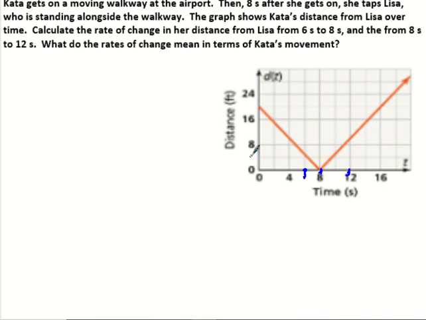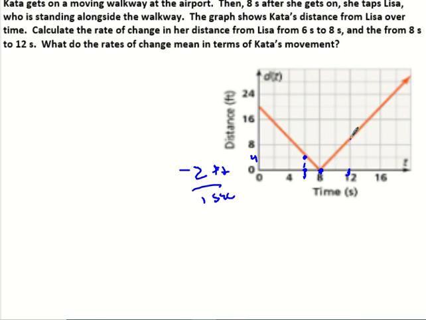Okay, well, this graph's counting by 4s. So it looks like we're going down from this point to this point. So I'm looking at the rate of change from 6 seconds to 8 seconds. Looks like we're going down 4 over 2. So our rate of change was -2, because down 4 over 2 is -2 feet per 1 second.